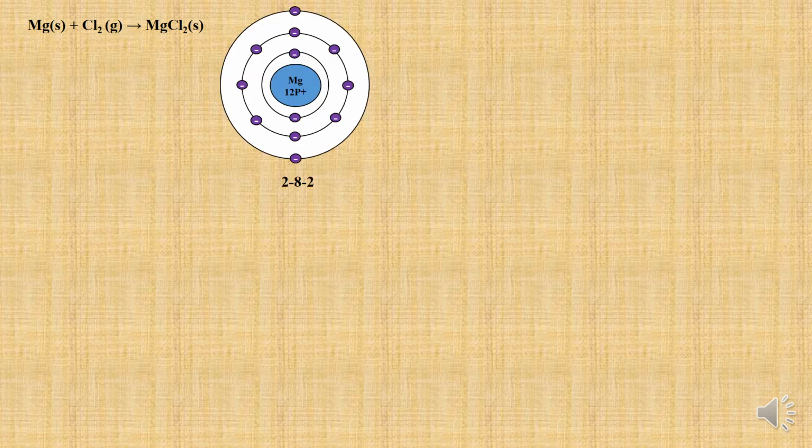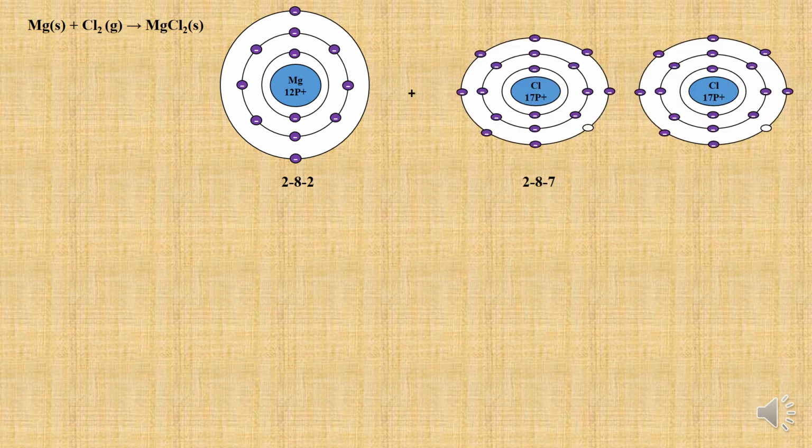The second example will be formation of solid magnesium chloride from solid magnesium and gaseous chlorine. Now magnesium has an electronic configuration of 2,8,2, with 2 electrons in its first shell, 8 electrons in its second shell, and 2 electrons in the valence shell. So it reacts with 2 chlorine atoms, which have an electronic configuration of 2,8,7. Magnesium loses one of its valence electrons to the first chlorine atom. It loses its second valence electron to the second chlorine atom.